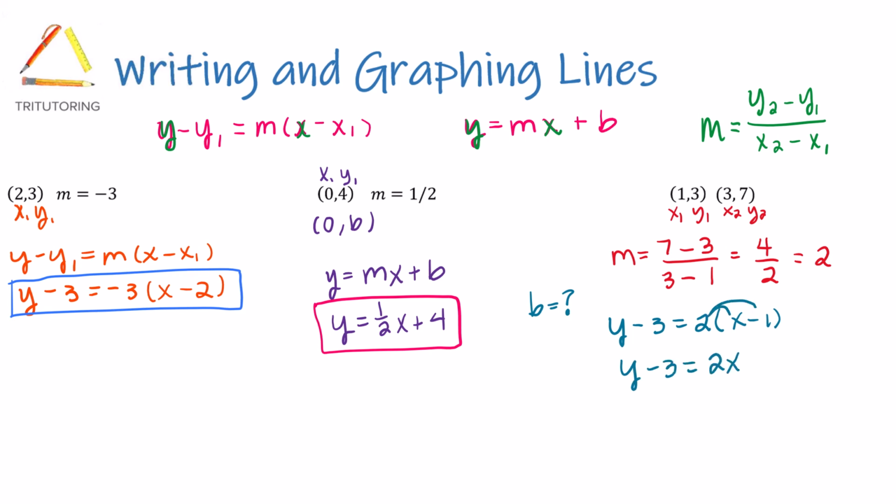Rewriting this, I can pretty quickly get it into y equals form. Distribute the 2, we get 2x minus 2 on the right side. And then to get y by itself, which is what I want for that slope-intercept form, I would add 3 over to the right side so that I have 2x plus 1. And that'll make my final answer here.